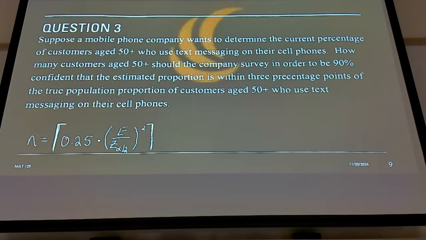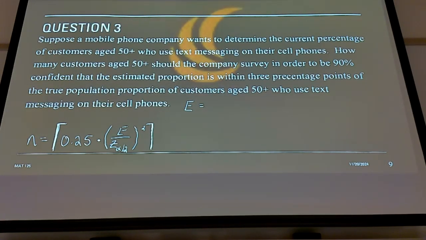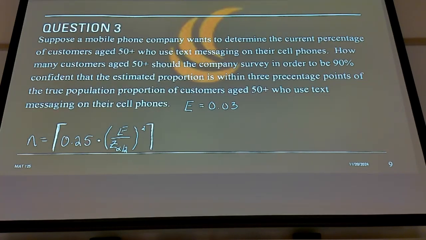What is E? What is our margin of error? 2%. Write that as a decimal. 0.2. Not small enough. That's 0.1. That's 30%. 0.03 would be 3 percentage points. And how did you get 0.03? They told us right here: within 3 percentage points. Okay, thank you.